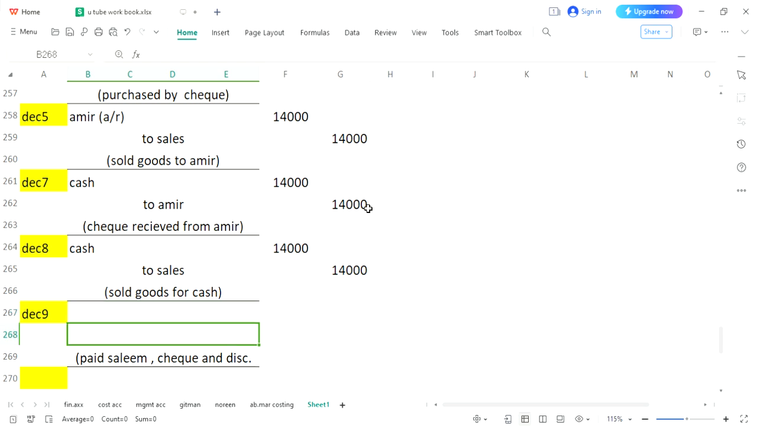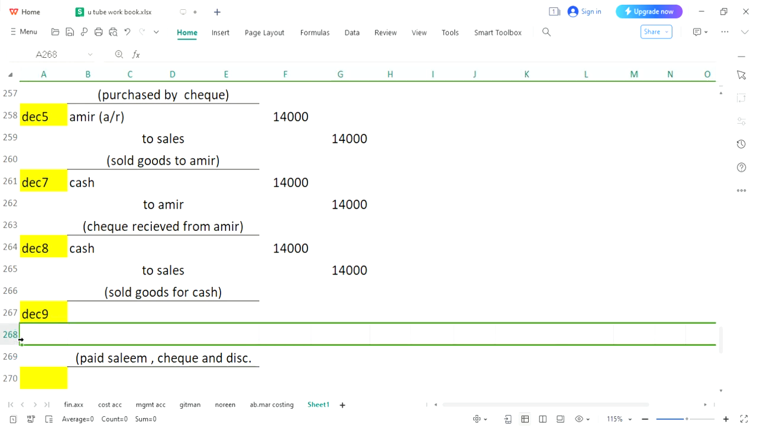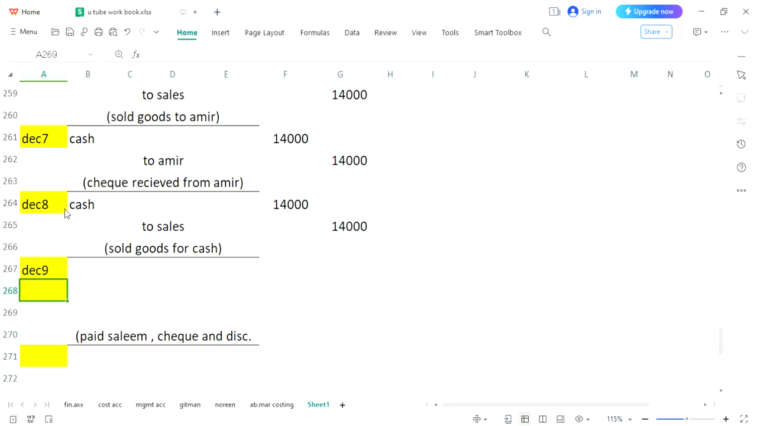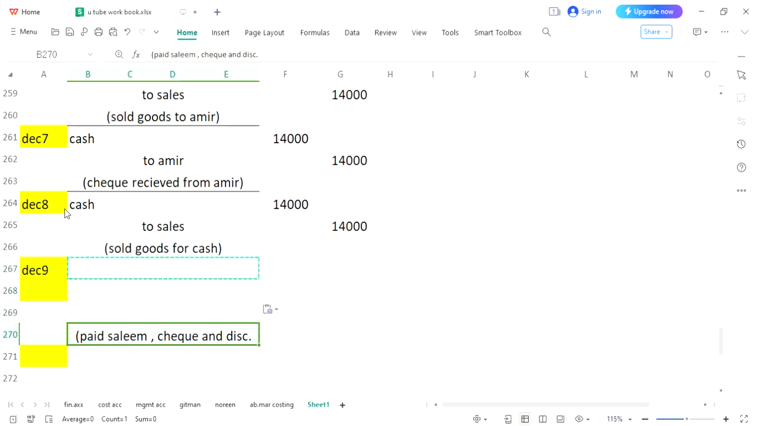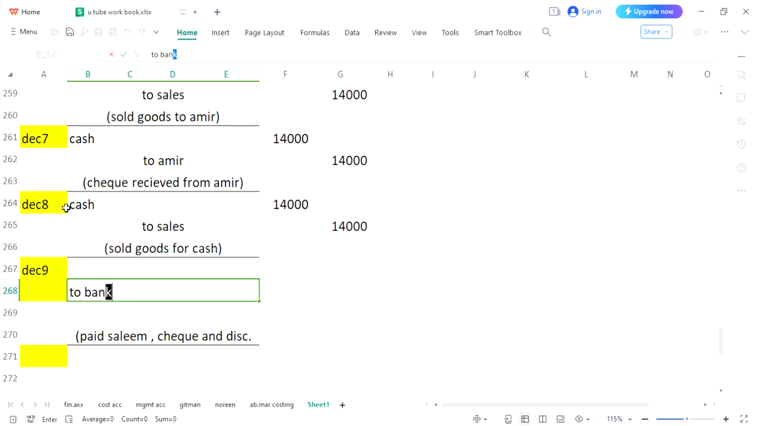Since we have paid by check, what will happen when you pay the amount through check? We have paid this check to Salim. When you give this check to Salim, Salim will go to your bank account and withdraw the amount from your bank. With that, your bank account would be decreased. Bank is your asset, asset has been decreased, and decrease in asset should be mentioned on the credit side. So you will mention bank on the credit side.